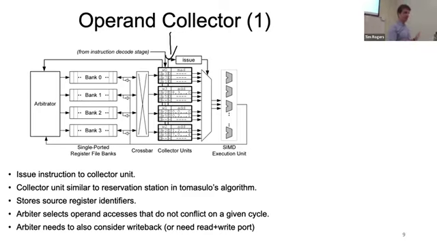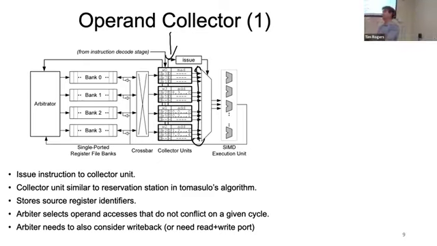After you've decided to issue this instruction, you will pick one of these, in this case 4, collector units to allocate for this particular instruction. So in this example, I have 4 collector units, which means I have 4 instructions from 4 different warps in the register read stage at the same time. After I do the issue, instead of just dumping it into a single pipeline register, I check to see if I have any free collector units.